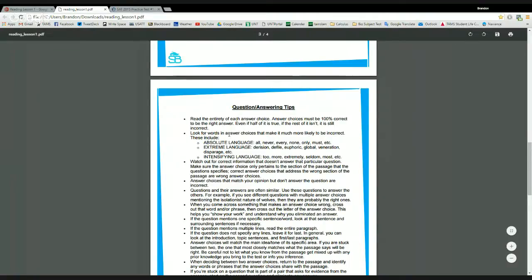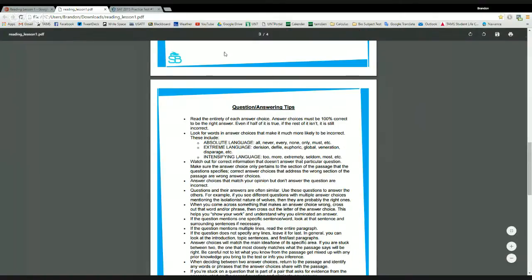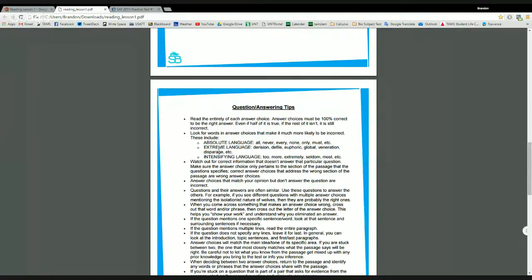We just listed a few examples of these: absolute, extreme, and intensifying language. You just really have to memorize these or be able to recognize them in an answer choice, because they usually reflect the wrong answer choice. They never want to say something too harsh or too nice, too good or too bad, like all, never, every, none. All these are absolute language, so watch out for these. They probably result in an incorrect answer.